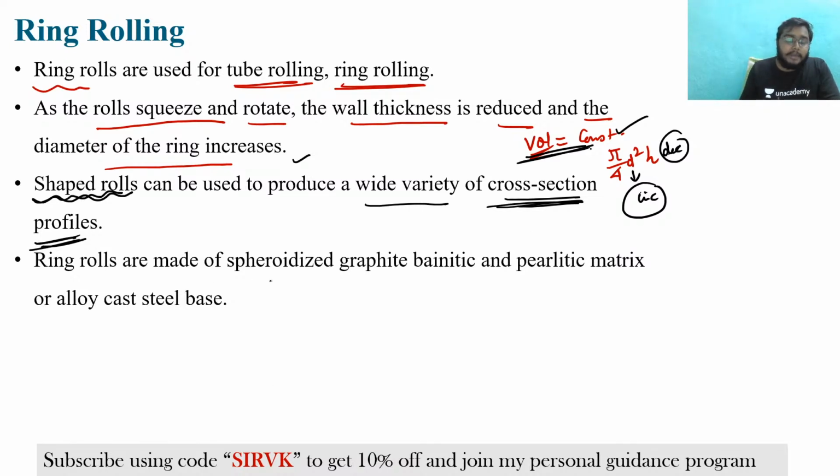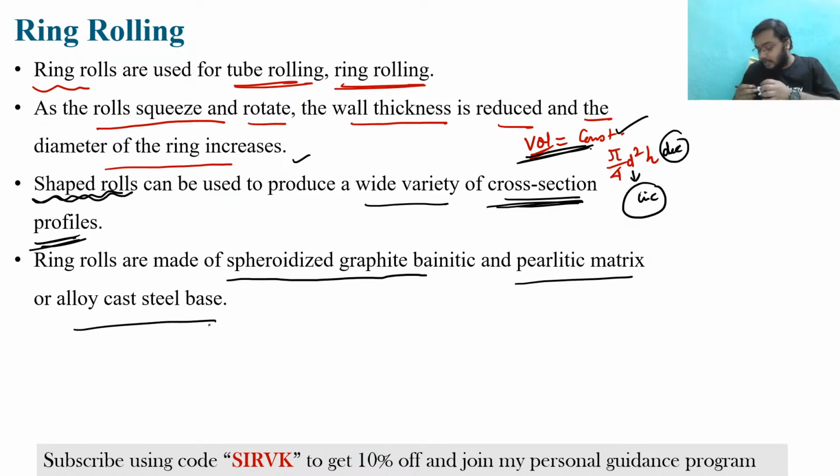Fine. Ring rolls are made of spheroidized graphite, bainite and pearlitic matrix or alloy cast steel base. Now you may not understand these things. Basically in material science, ferrite is there, pearlite is there, martensite is there, bainite is there. These are the grain structures. So don't get focused here, don't worry if you cannot understand. Just remember this point. When I explain material science, you will understand these things, because explaining these matrices now would be out of context. Okay, so these are the points of ring rolling.